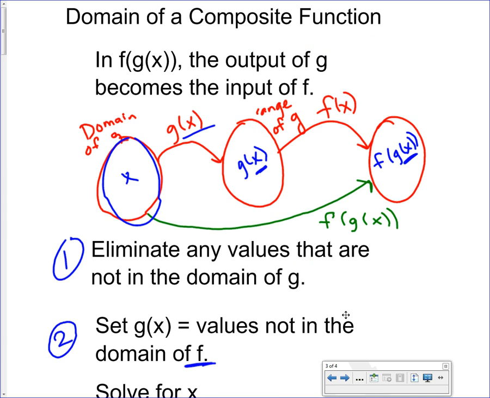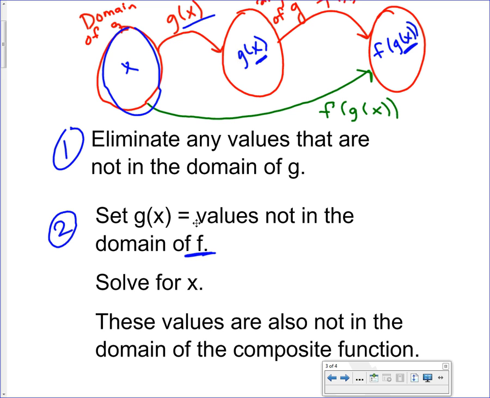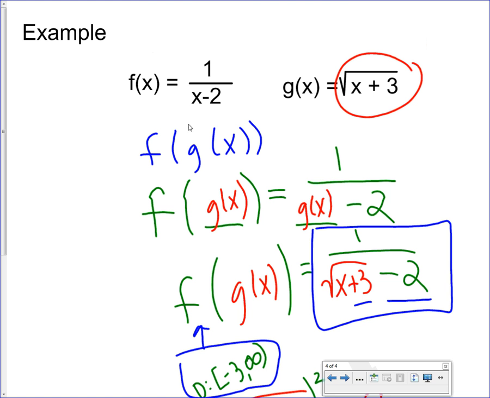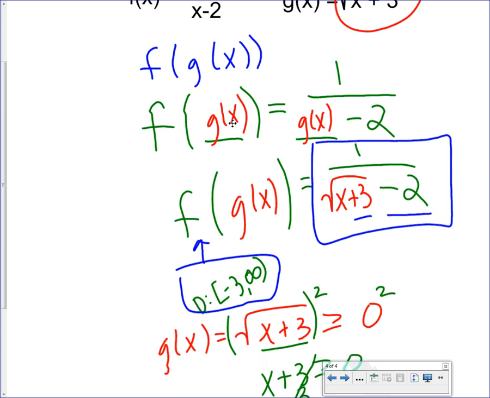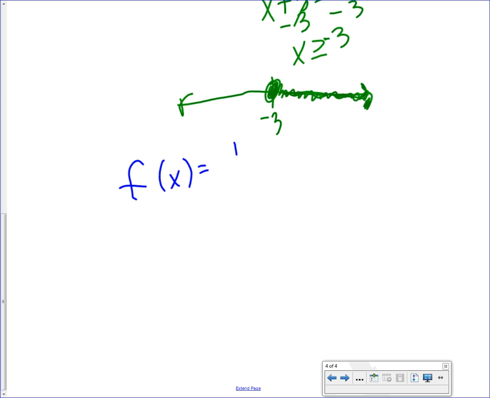We have to consider this middle step here. We have to set g of x equal to values that are not in the domain of f. So here's f. F is 1 over x minus 2. I'm going to scroll down and rewrite that. F of x equals 1 over x minus 2. What value is not in this domain? We're dividing. The only thing we cannot divide by is 0. That denominator equals 0 when x is 2. So x is 2 is excluded from the domain.